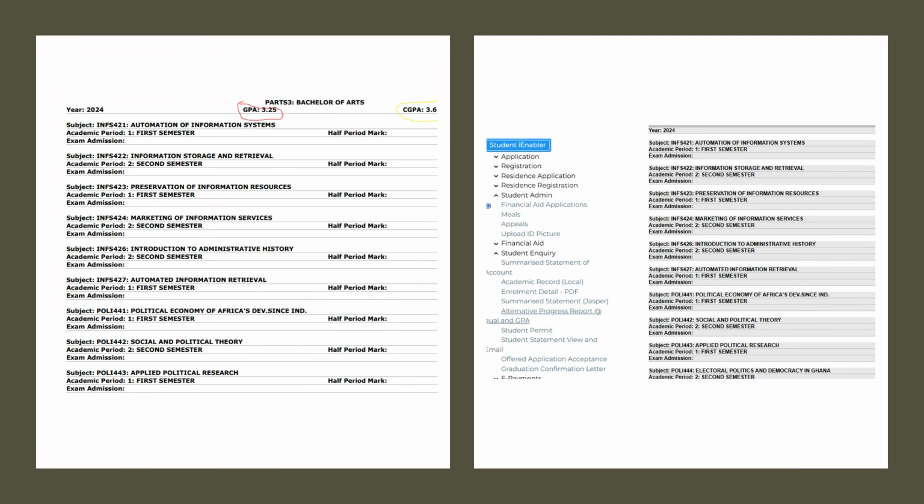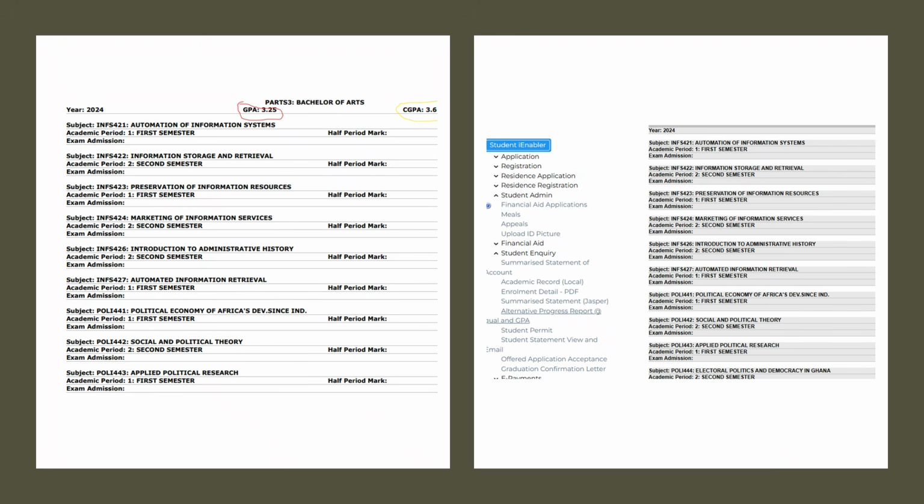So look over here. I've circled something here. When you go to what you see on my right, you see MIS web, right? When you click on the student enabler, what you see is student inquiry. Don't go to academic record. Click on alternative progress report. When you click on alternative progress report, it will open it for you, and you see year by year. So, for example, you see the year. If you started the university in 2024, let's say, you see 2024, maybe 2025, 2026, 2027, in that order, with each year having its GPA there.